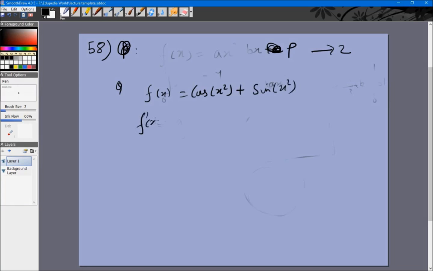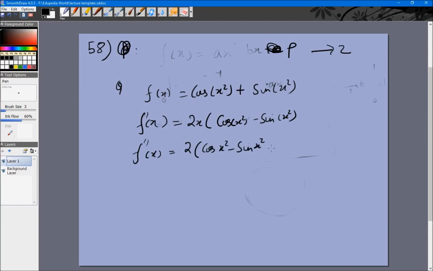That means f dash x has to be 0, which is, this would be minus sine x squared into 2x, this would be cos x squared into 2x. So 2x times (cos of x squared minus sine of x squared). Let's just write f dash x also, because we'll need to know that it's a maximum, not just a critical point. 2 times (cos x squared minus sine x squared) plus 2x times derivative of this.